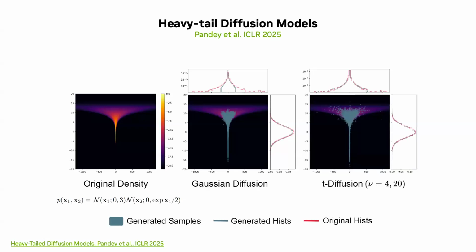So we showed that by changing the diffusion process, rather than using Gaussian diffusion, we use a Student t distribution that has heavy tails. And we showed that using that, now you can capture these tails really well. This was a paper that was published at ICLR 2025 this year, and it's called Heavy Tail Diffusion Models, if you want to check it.